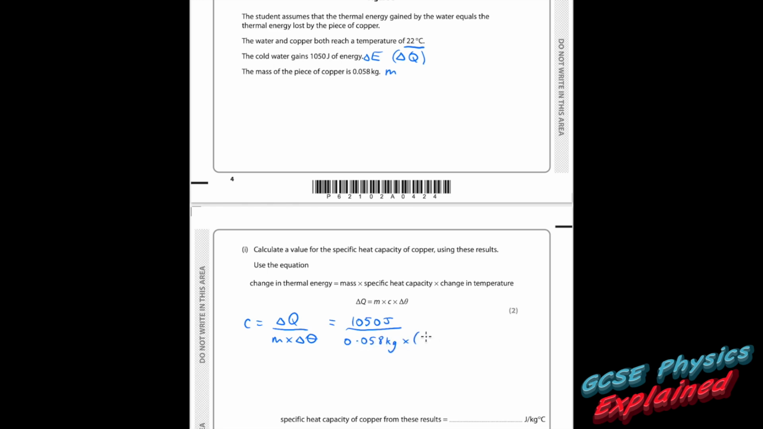The change in temperature, well, the copper went from 100 down to 22, so that's 78. And notice that it's the heat capacity of the copper that they're after. So we needed the mass of the copper and the change of temperature of the copper. And that equals 232.1. I'm just double checking that the units are good.